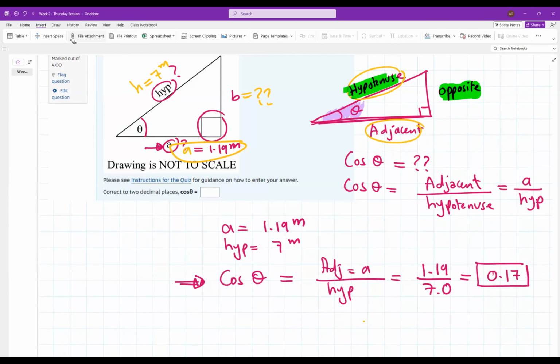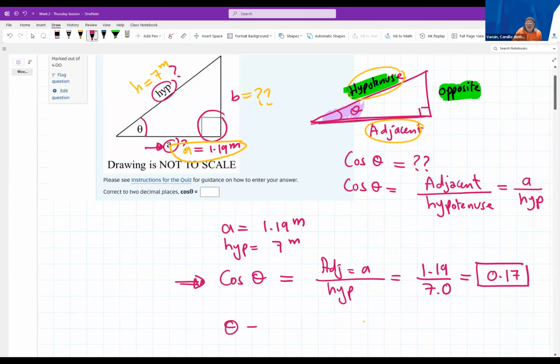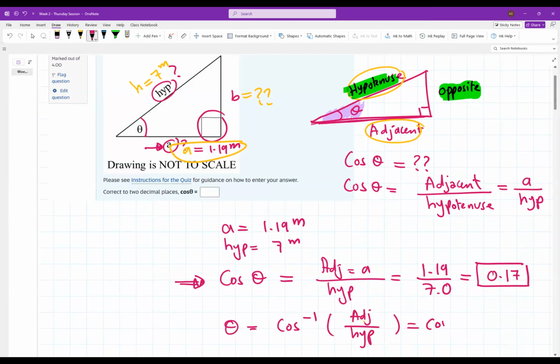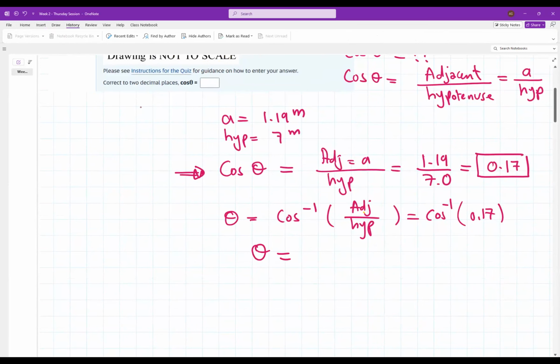The other option is to find theta directly. So how much is theta? Theta is the inverse cosine of 0.17. So theta is cosine minus 1 of the adjacent over the hypotenuse, which is cosine minus 1 of 0.17. So the angle theta from this calculation equals 80.212 degrees, or 80.2 degrees, if that is the required answer. Is that okay?